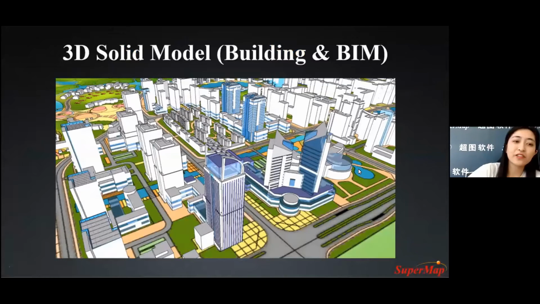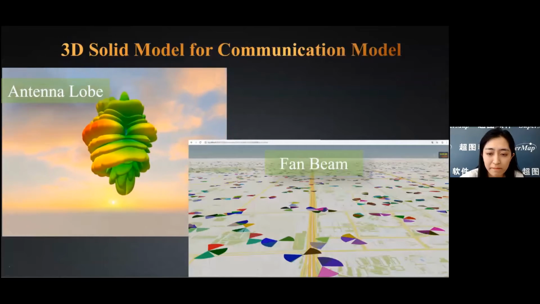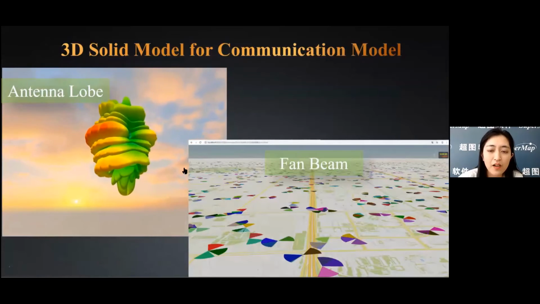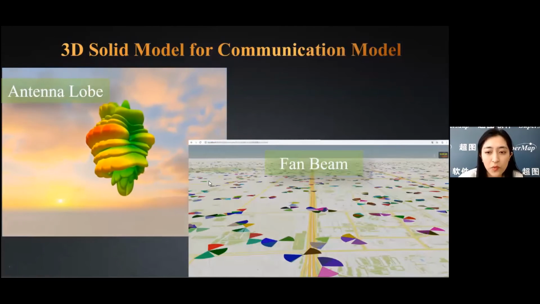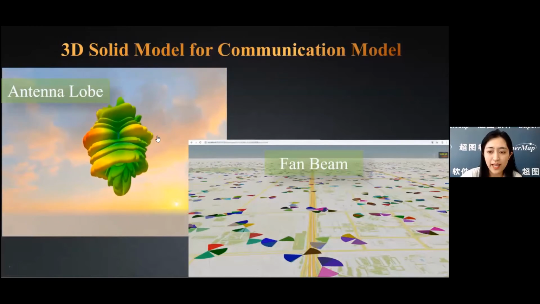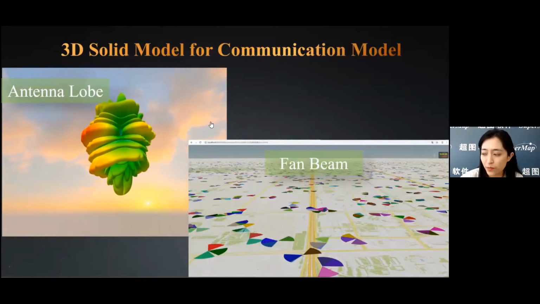Okay, and let's look at this model in detail. First is the 3D solid model. For example, we use a 3D solid model as the BIM in urban design. And with the development of our data model, the antenna lobe and the fan beam can be visualized through the solid model, which can more accurately show the signal distribution and intensity in 3D space, and provide elevation, optimization, and network service.